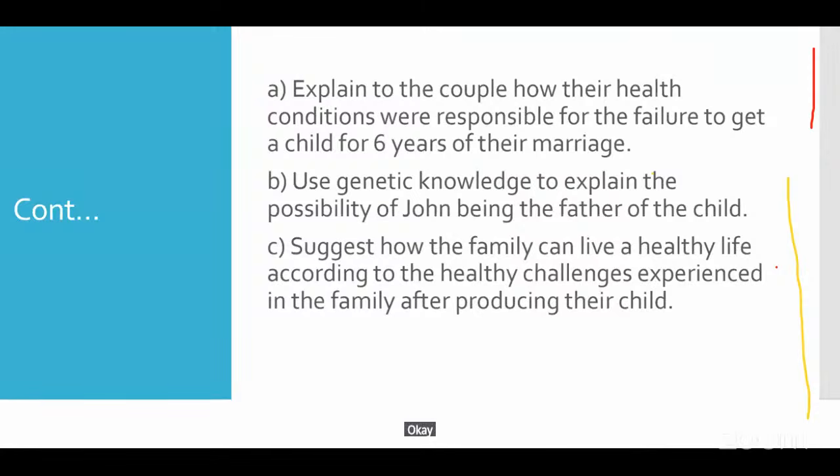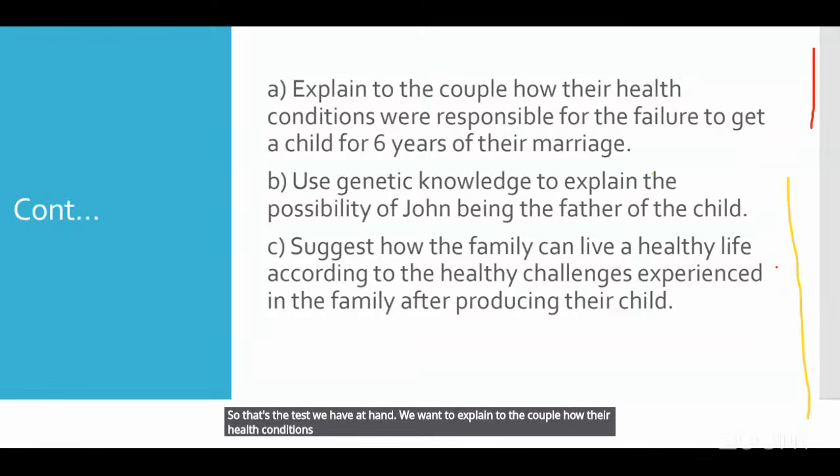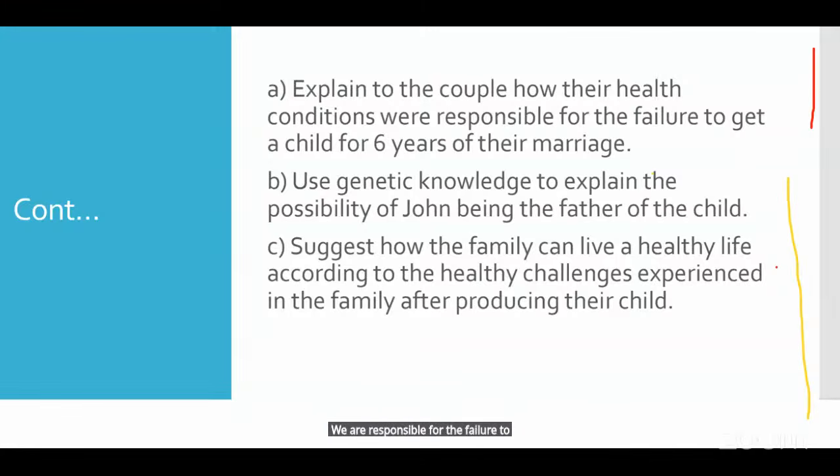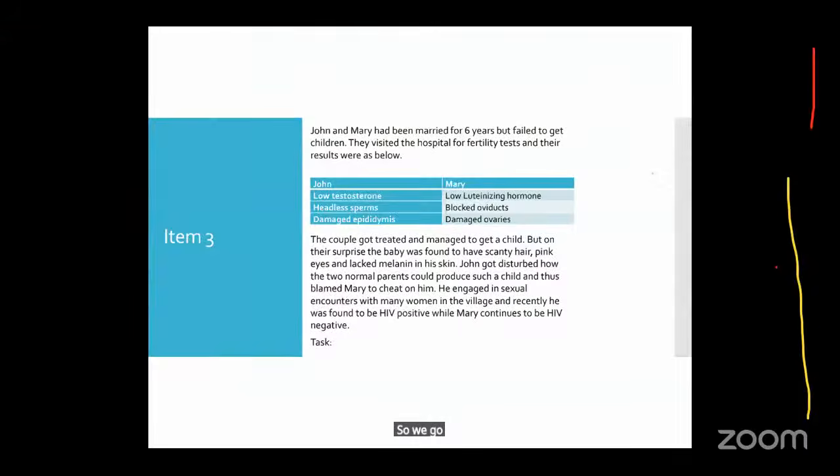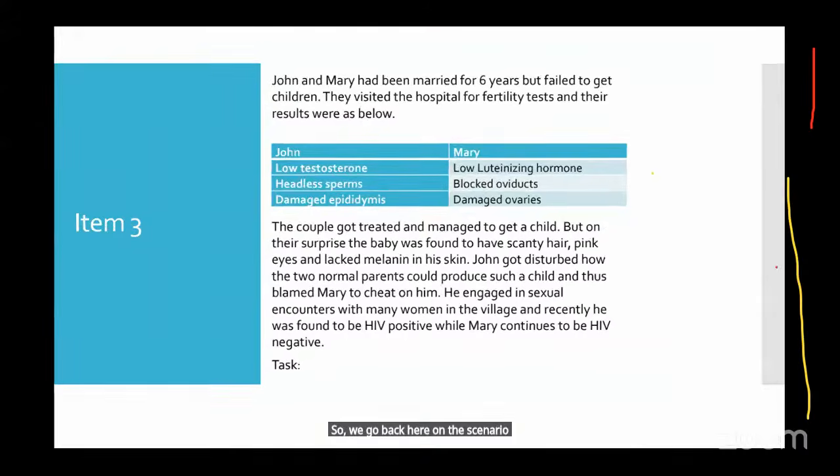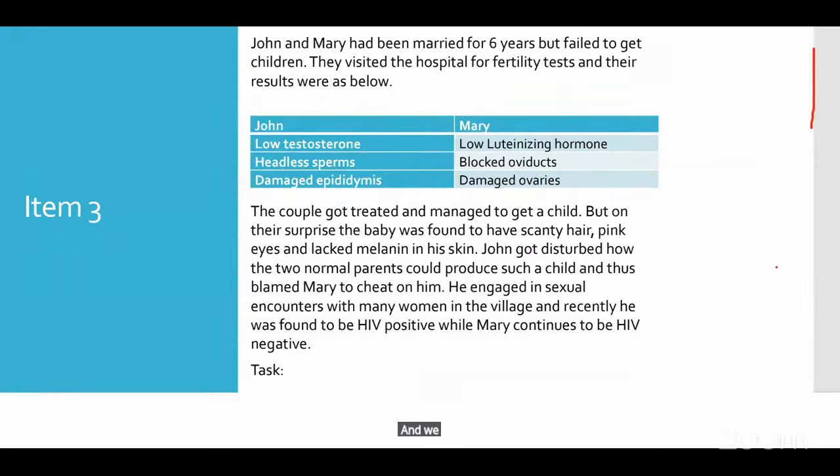Okay. So that's the task we have at hand. We want to explain to the couple how their health conditions were responsible for the failure to get a child for 6 years of their marriage. So we go back to the scenario and see the test results, what they are telling us. I'll pick 3 people to give us some sample responses. Others can put theirs in the chat and I'll read them subsequently.